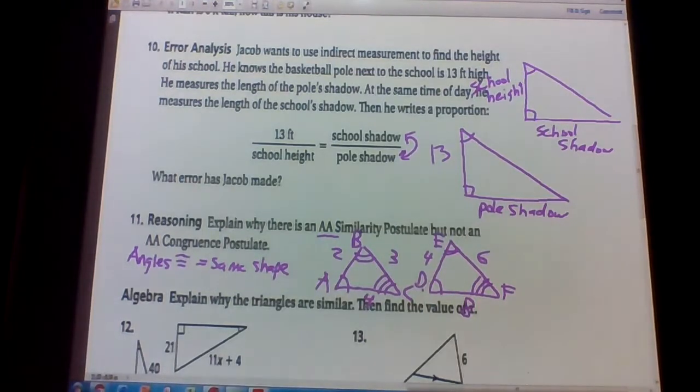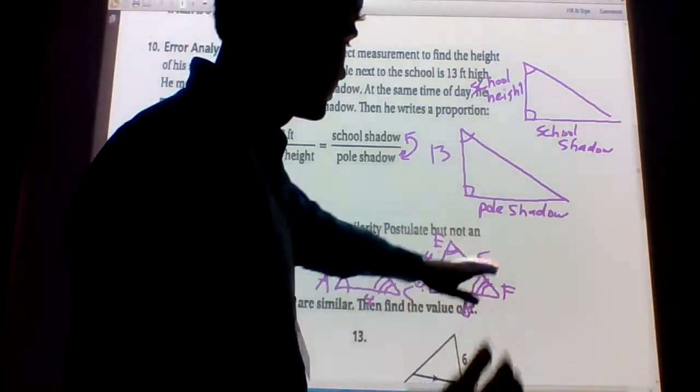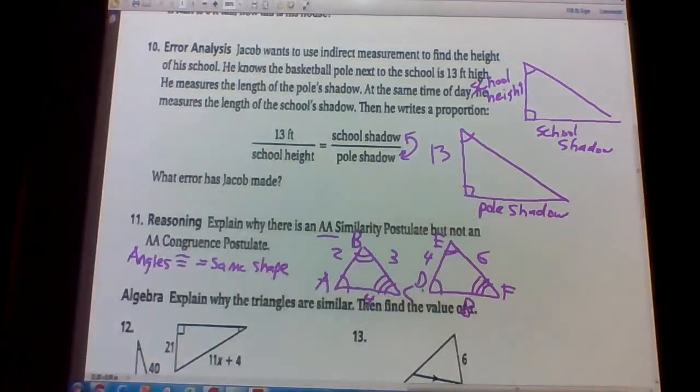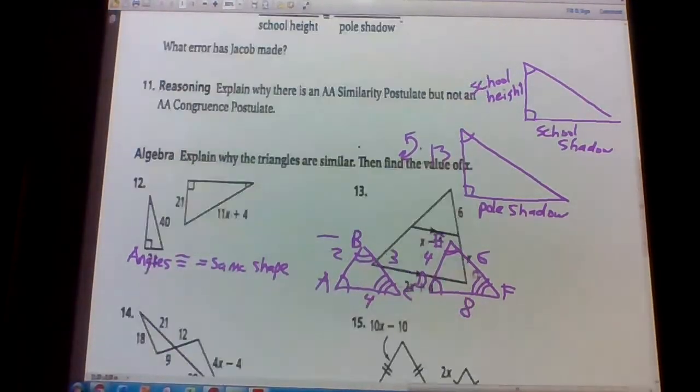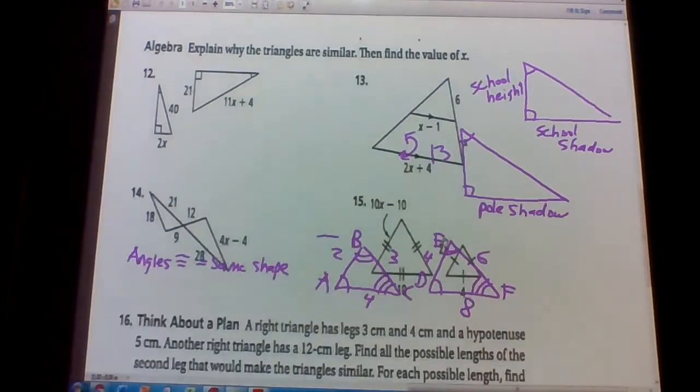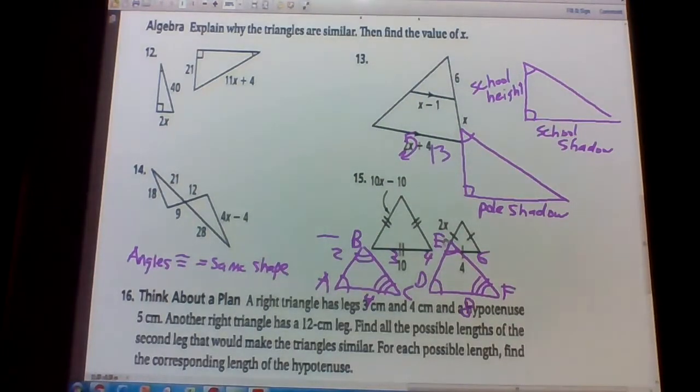Right? You'd have 2 over 2, 3 over 3, and 4 over 4. You just have a scale factor of 1. Okay, 12 through 15 here.